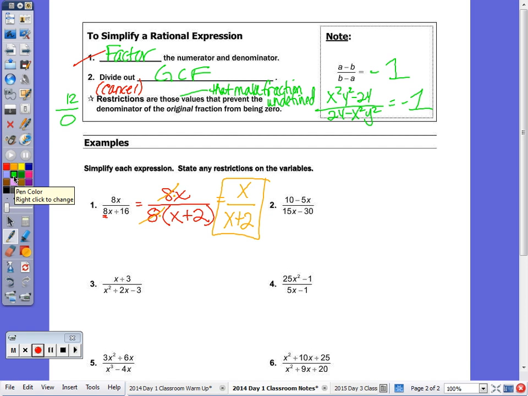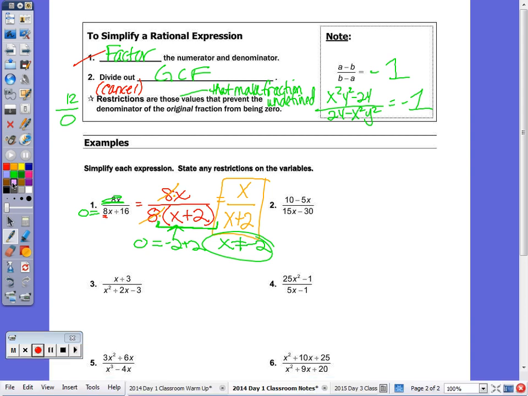The restriction. Well, I'll show you a shortcut with these. You can look at this and set it equal to 0 and solve, or just look at your factor with x in it. What value of x can you plug in to make that equal to 0? What plus 2 is 0? Negative 2. So x can't equal negative 2. That would be the restriction. So the answer is in orange. The restriction is in green.